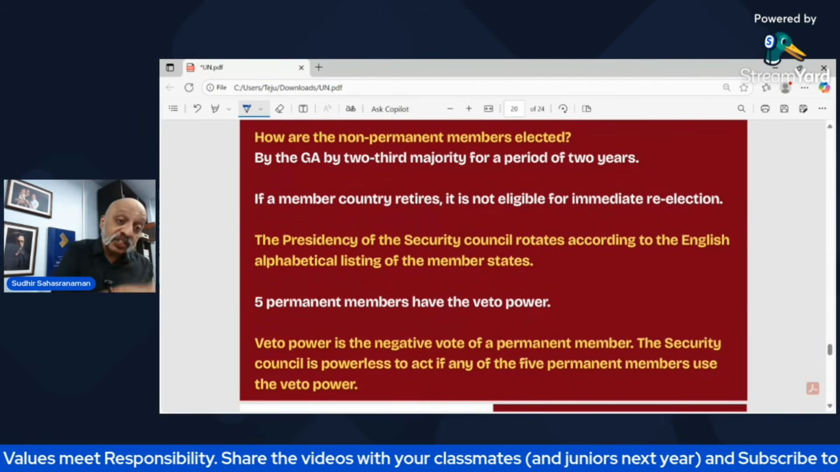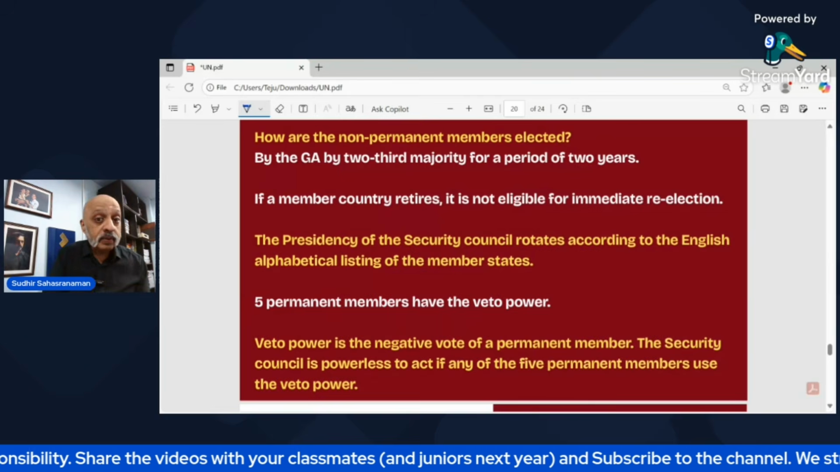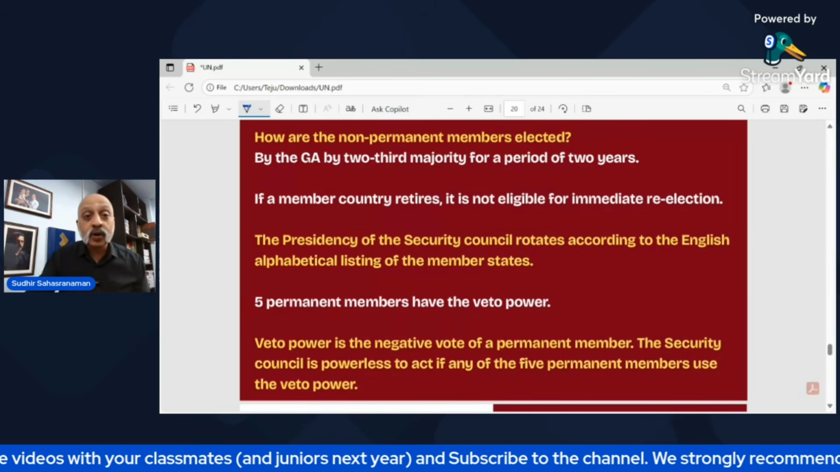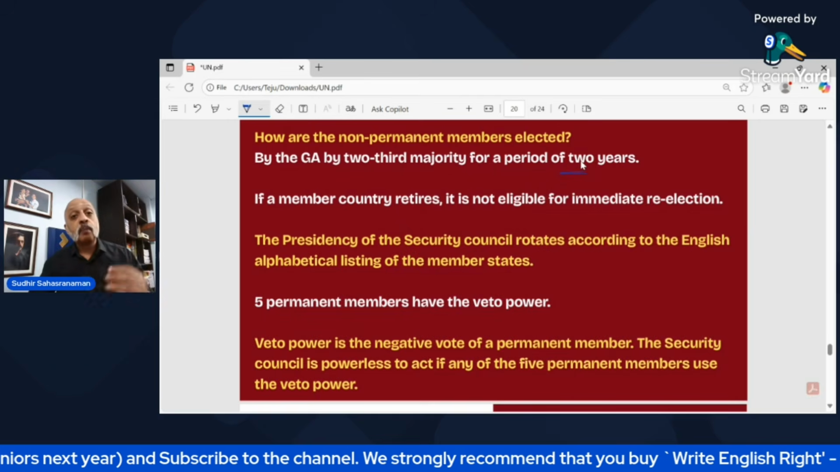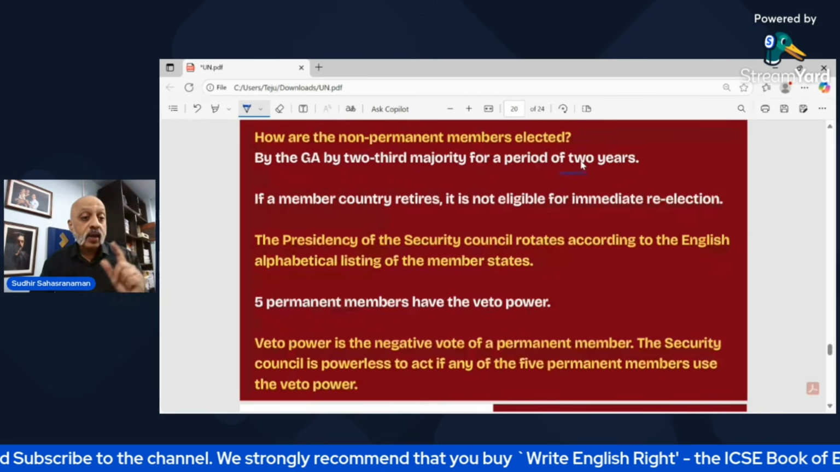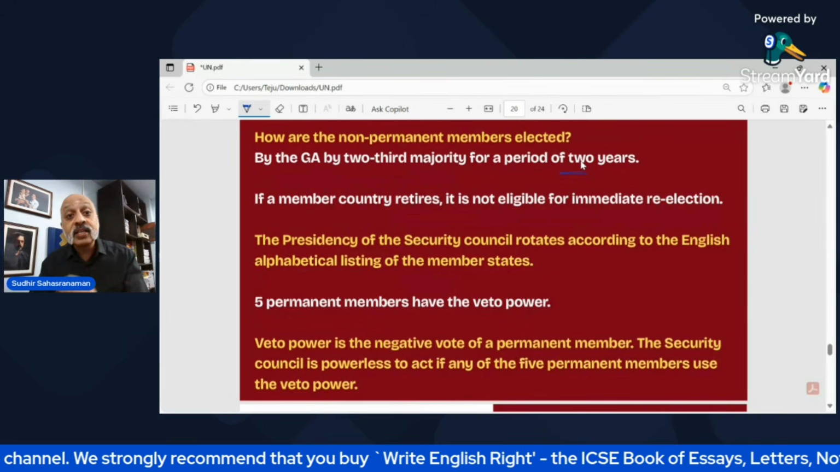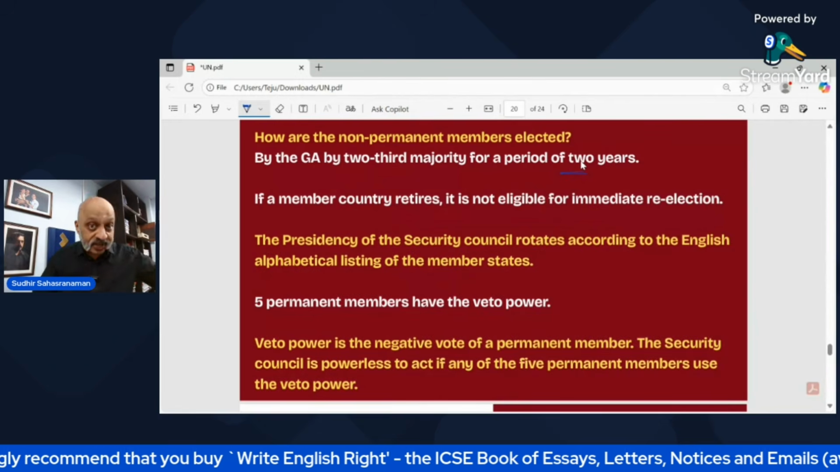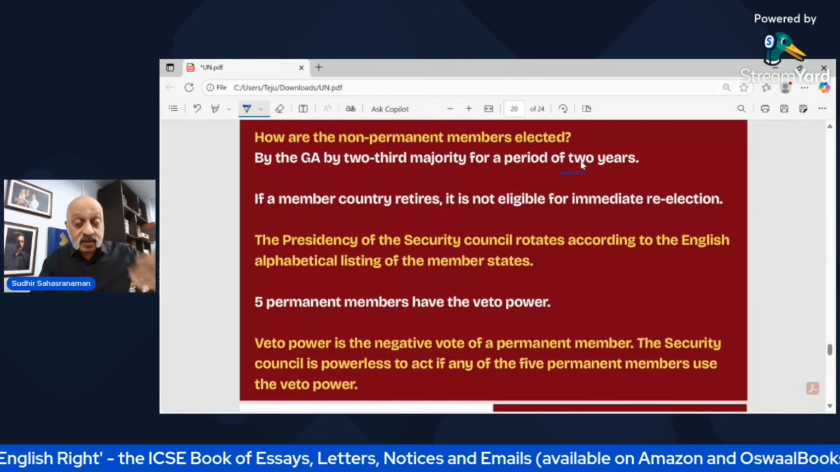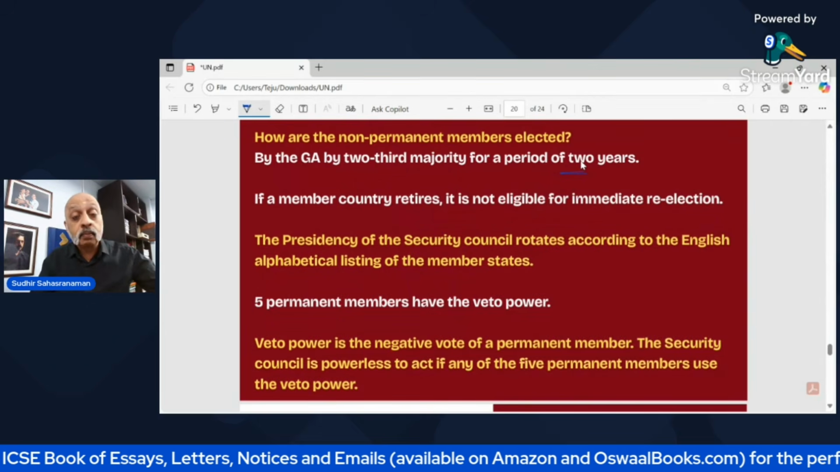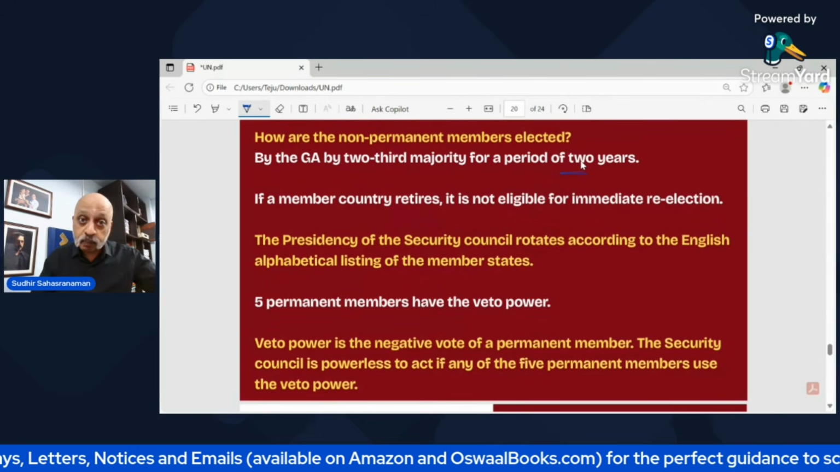They are elected by the General Assembly by 2/3 majority for a period of 2 years. So if you are elected, you would be a non-permanent member of the Security Council for a period of 2 years. Okay. If a member country retires, it is not eligible for immediate re-election. It will have to wait for another 2 years before it can once again try to become a non-permanent member of the Security Council, again for a period of 2 years.